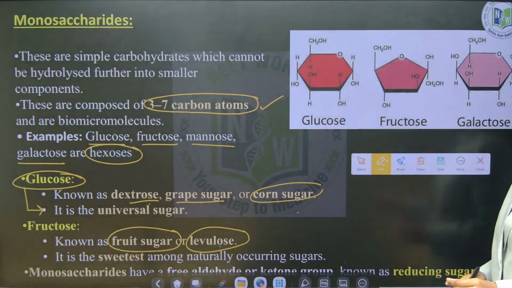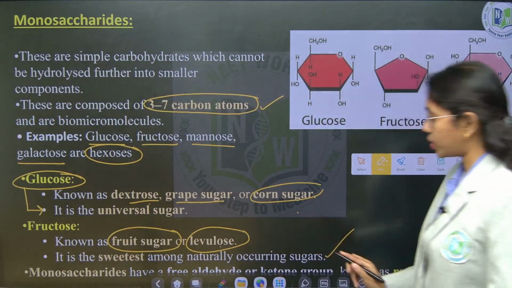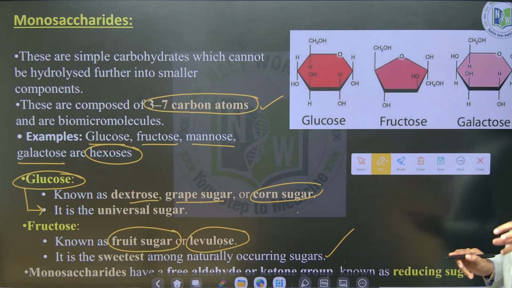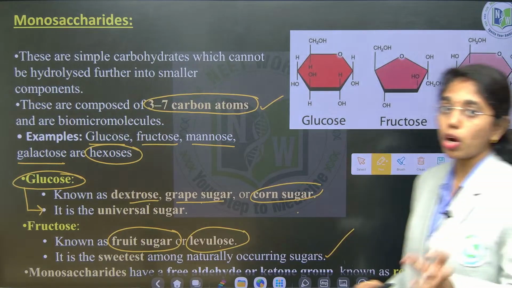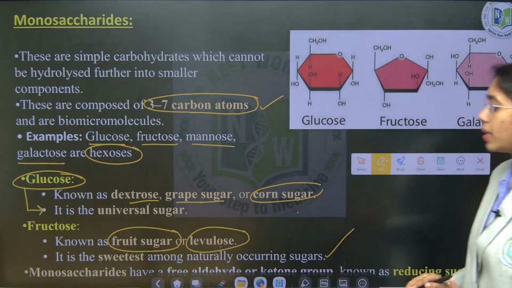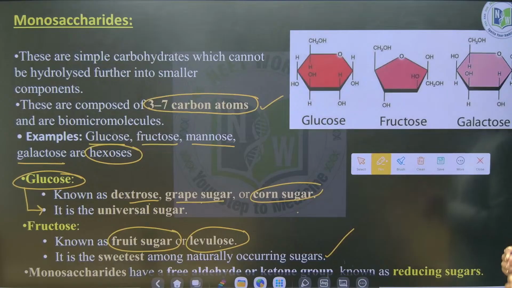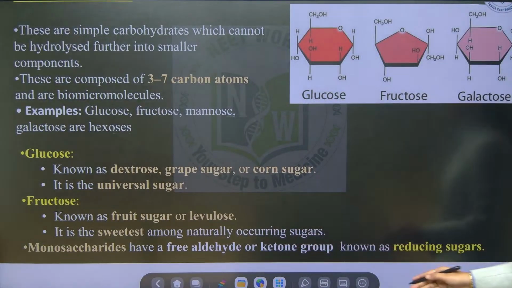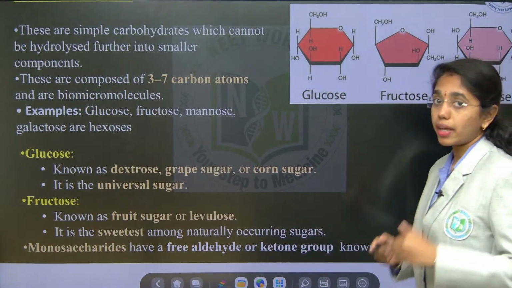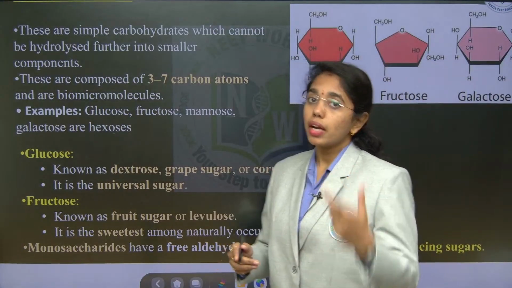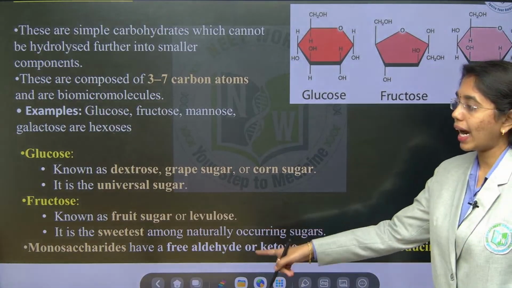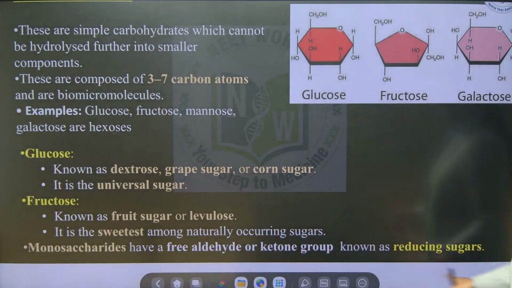It is the sweetest among the naturally occurring sugars. Remember that. Which type of monosaccharide is sweetest among all of them? Fructose, or levulose. Monosaccharides have free aldehyde and ketone groups to form glycosidic bonds and form disaccharides. That is why they are addressed as what?